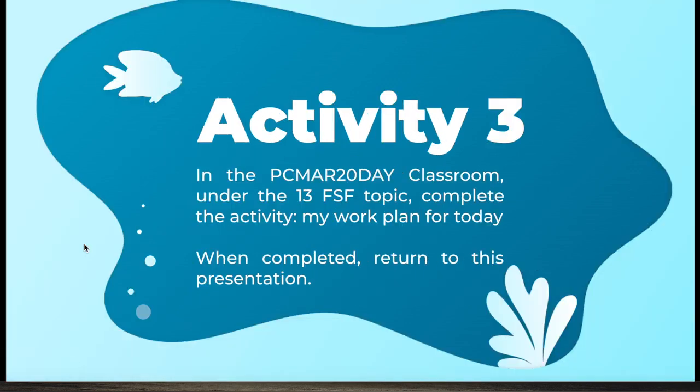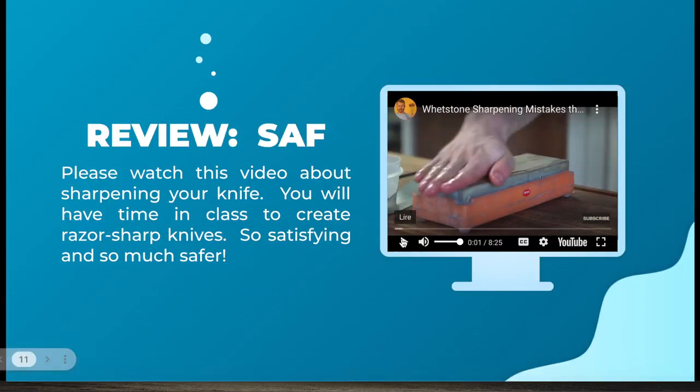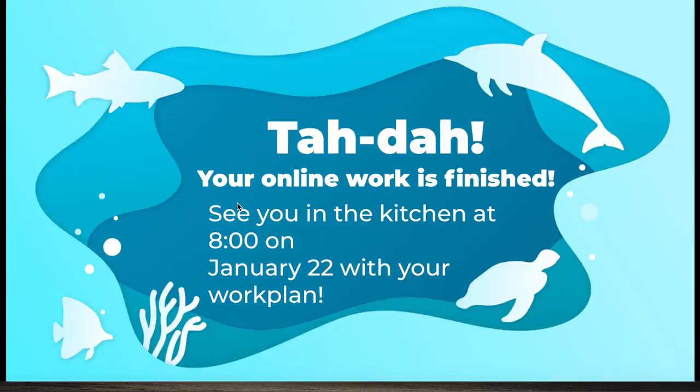They have a final activity where they're going to have to organize their work based on the videos that they've seen. So they're going to go to the learning management system, organize their work, and submit that. They come back to the presentation, and there's a little review on safety practices. In this case, I want the students to make sure they have sharp knives, so I want them to do a little review on why we sharpen our knives. I put that in there, and then ta-da, their online work is finished.